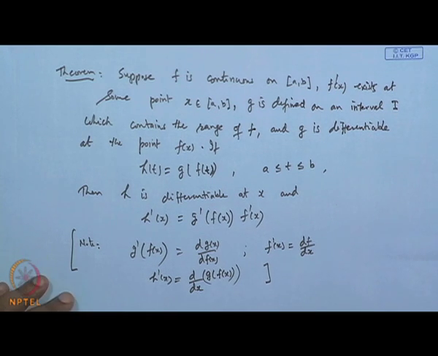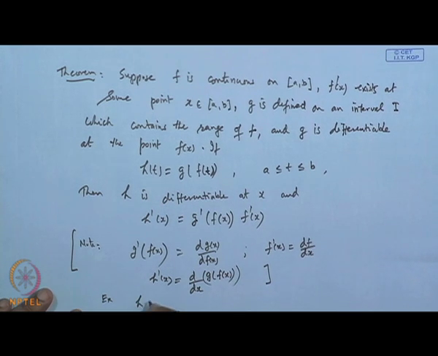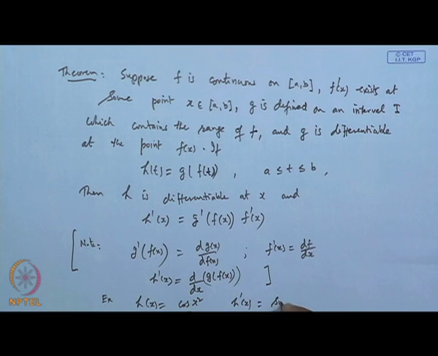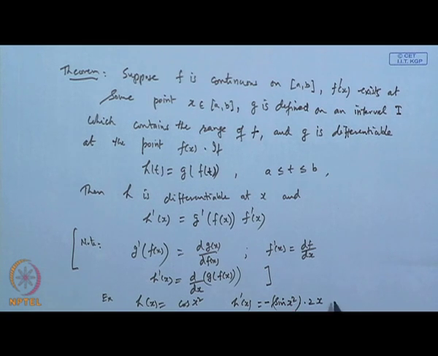Suppose, for example, I say the function h of x equals cosine of x square. Then f of x is x square, and g is the cosine function. When you differentiate this h with respect to x, you treat x square as t, so cos of t is a function of t, and the derivative of cos is minus sine of x square. Then x square is differentiated with respect to x, which gives 2x. So, that is the composition.